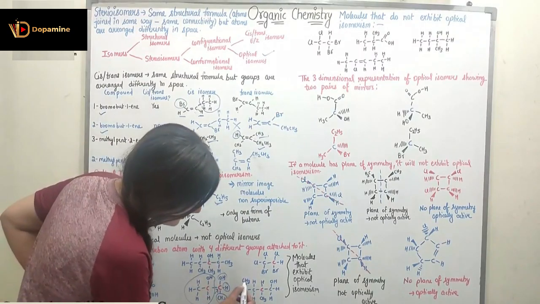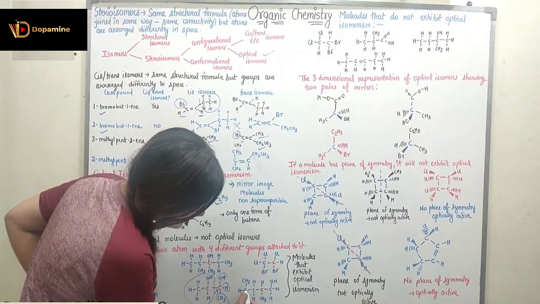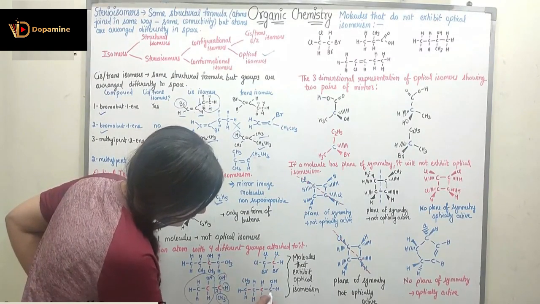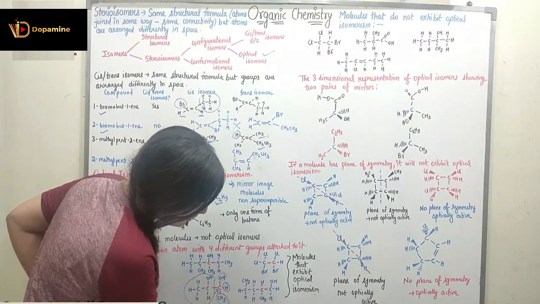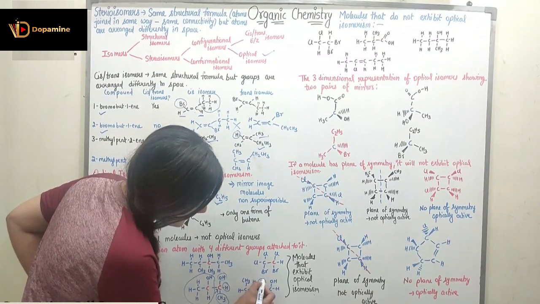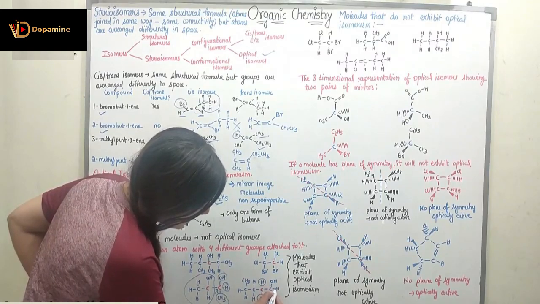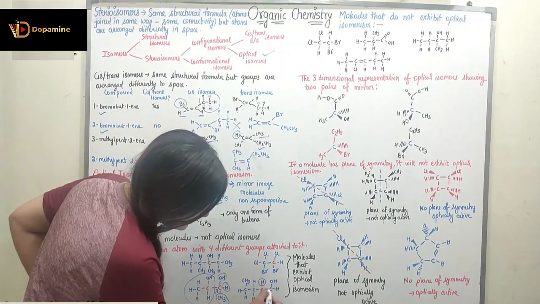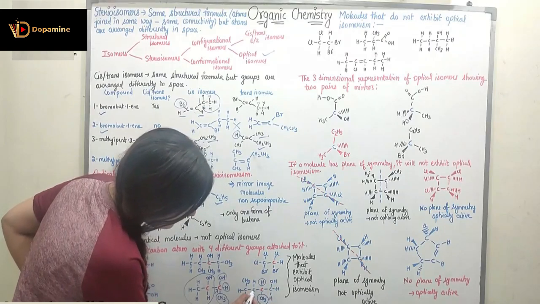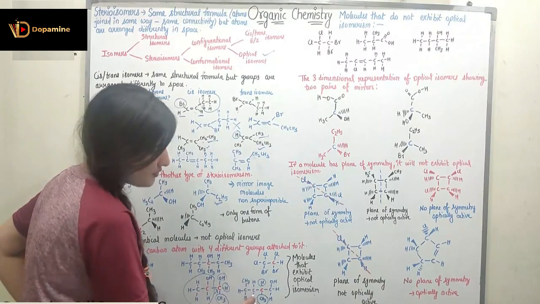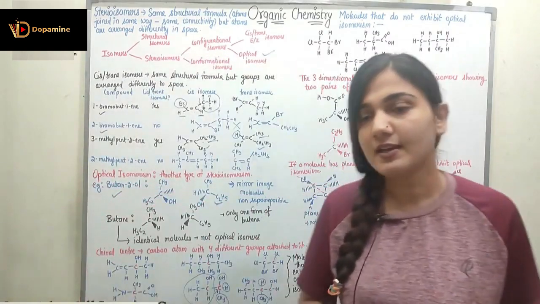Again, if I see this, at this carbon we have two hydrogens, not chiral. We have two hydrogens, not chiral. Here also we have two hydrogens, not chiral. If I see this carbon, hydrogen, CH3, different, right? Here we have CHOH, CH2OH. CH2OH is different. Now here we have CH2, CH2, CH3. So this is also different. So this we have as the chiral center.